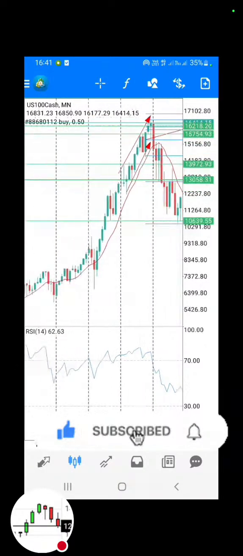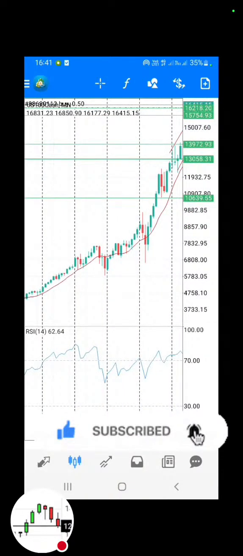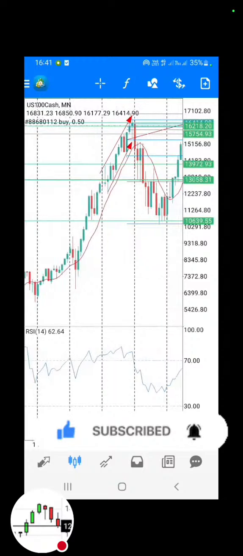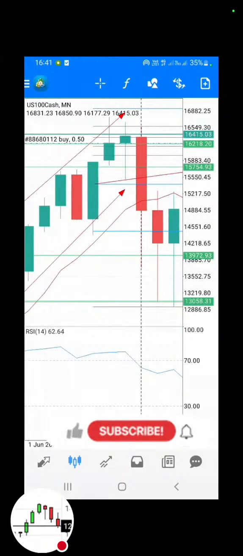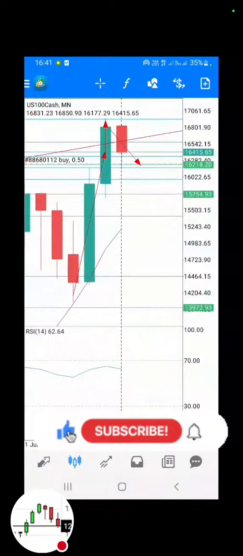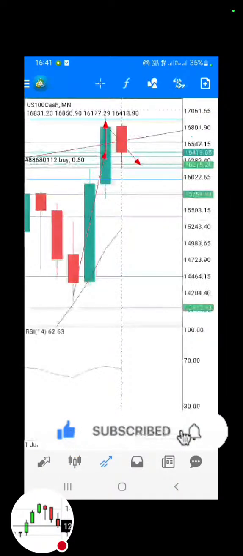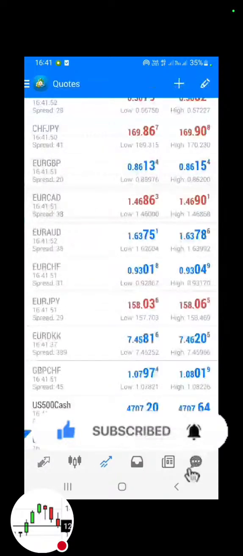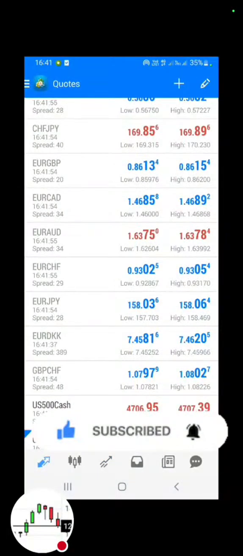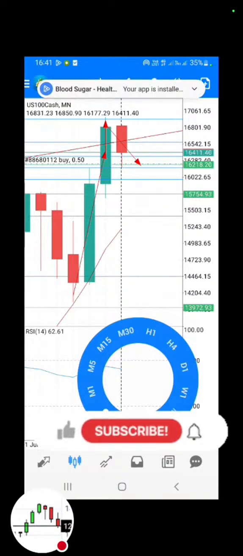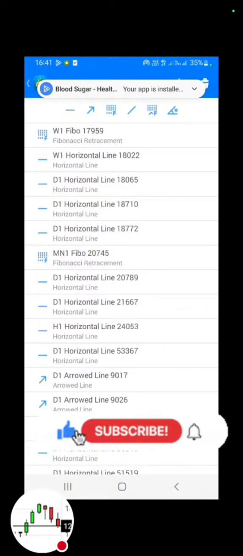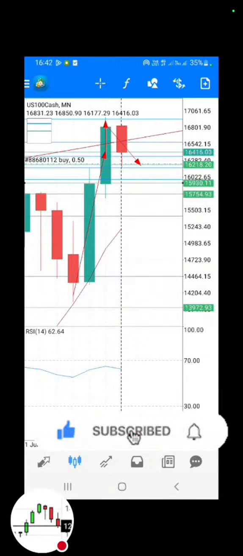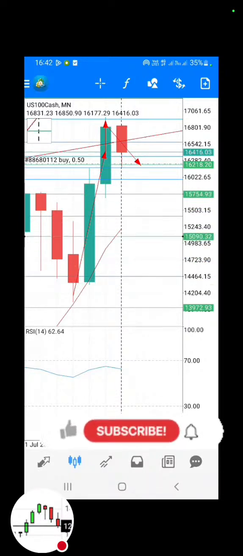So here today we are going to talk about a monthly candlestick, how they work, how you can place a good trade there. So let's get into business. What you need to know is to analyze each and every candlestick. This is a bullish engulfing candlestick. This is an engulfing candlestick.